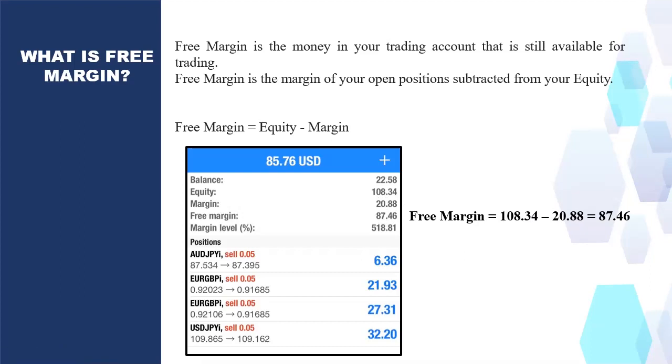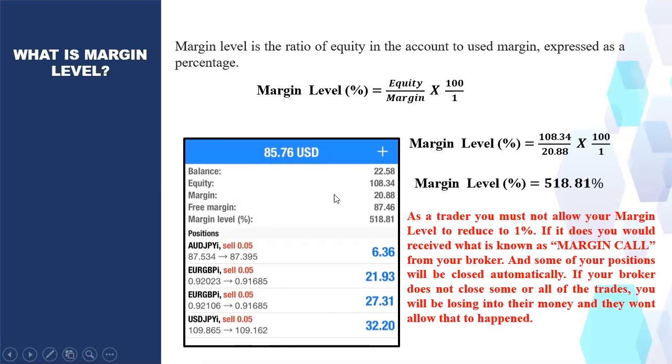So this is the money. The free margin is the money still available for you to be able to enter other positions. So this money is free. You can still use it to trade more if you so want to trade more. Okay. All right. So margin level.